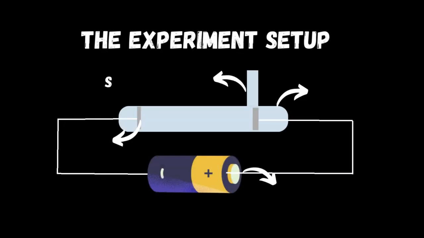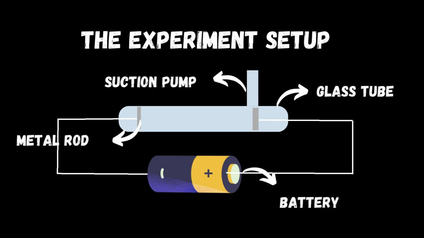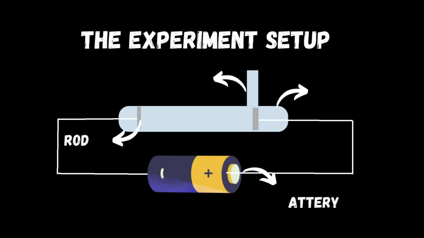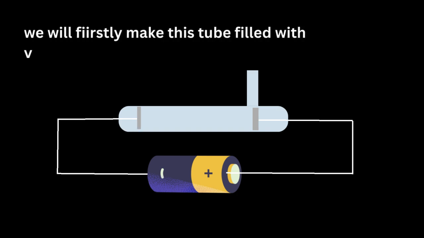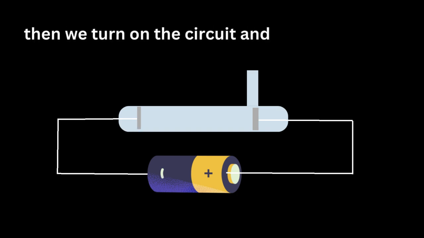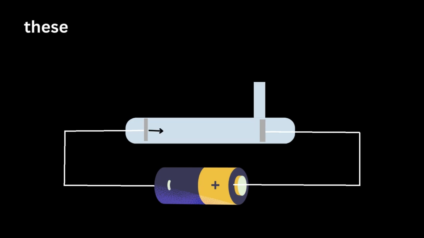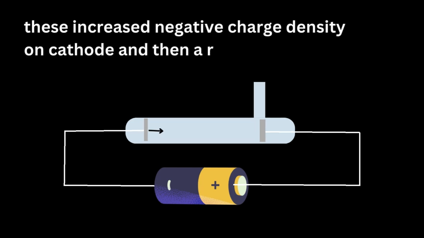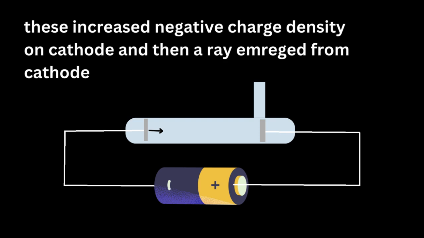The experiment setup: firstly a glass tube, then a suction pump, metal rods, a battery, and wires. We will first make this tube filled with vacuum, which will decrease pressure. Then we turn on the circuit and increase the voltage. This increased negative charge gets dense on the cathode, and then a ray emerged from the cathode.